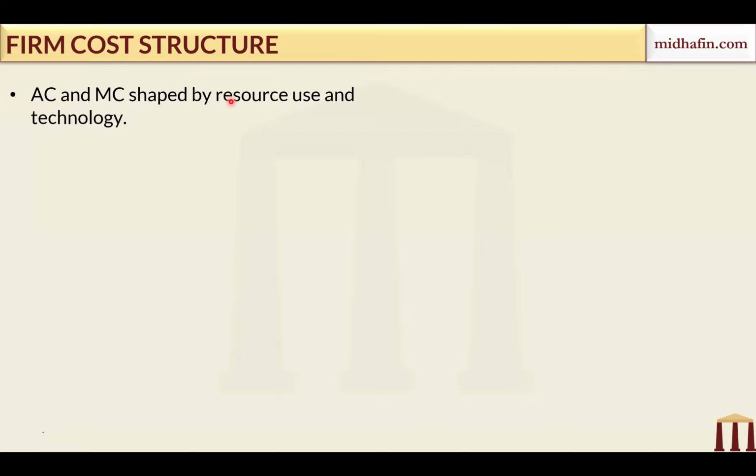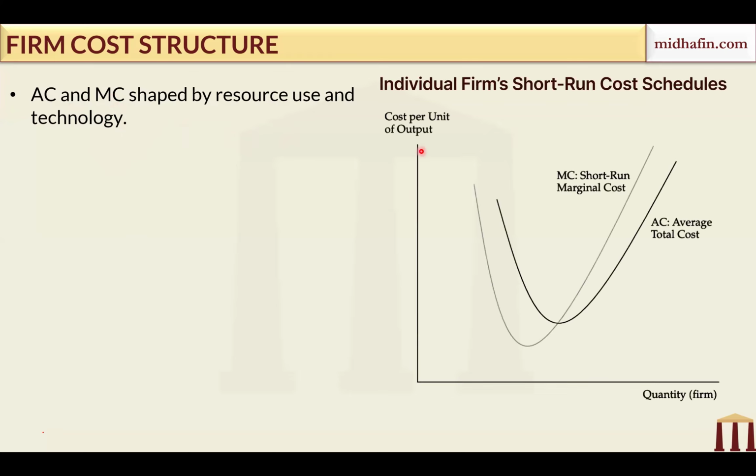So how the resources are used, how these resources are combined, of course, along with the available technology. Okay. Nowadays, we have a lot of agri-based technologies as well. So how these resources are combined along with the available technology, that is what decides the cost curve of these firms, the average cost as well as the marginal cost curve. Okay. So in this kind of structure, we see that average cost falls initially and then it rises with diminishing returns.